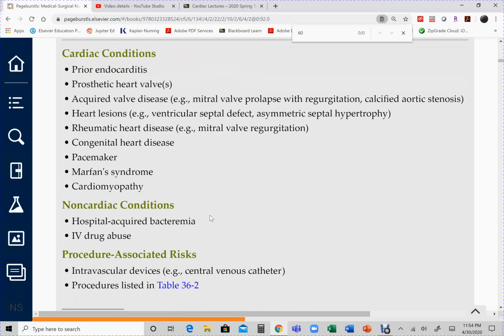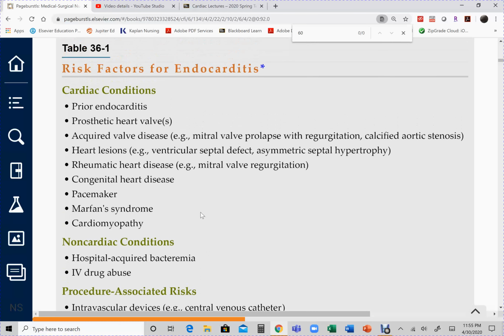Non-cardiac conditions: if you have a blood infection, so let's say you caught something in the hospital, and IV drug abuse, because our IV drug users don't always use sterile needles or practice the best aseptic technique while injecting IV drugs. And then finally, if you have invasive lines, particularly central lines, these are all at risk for endocarditis.